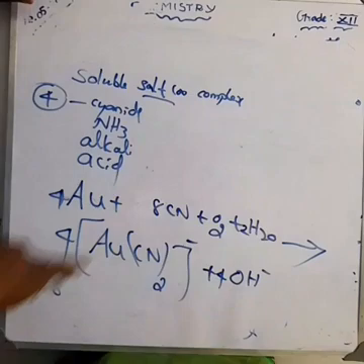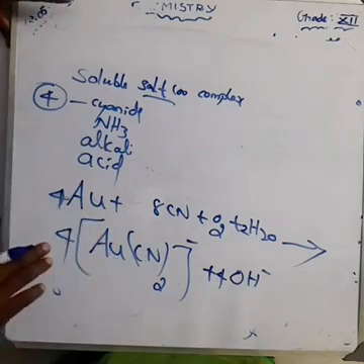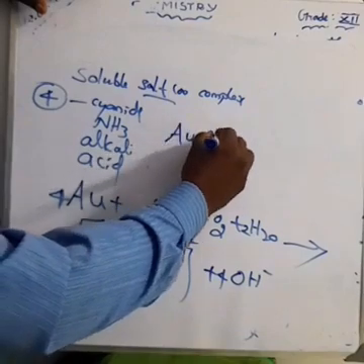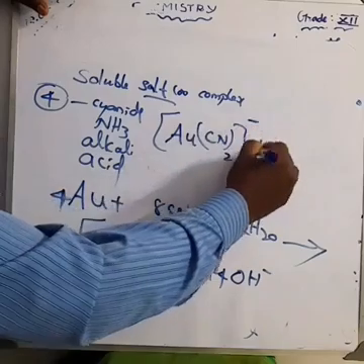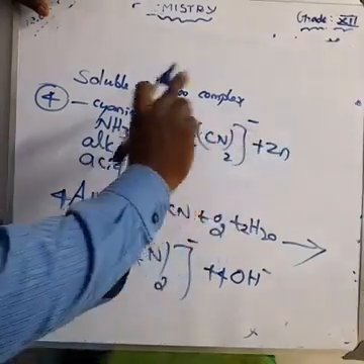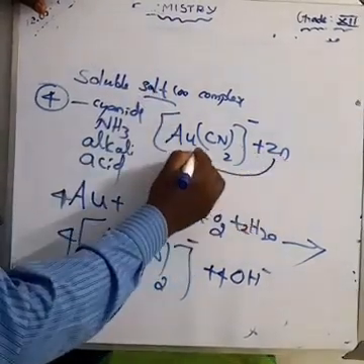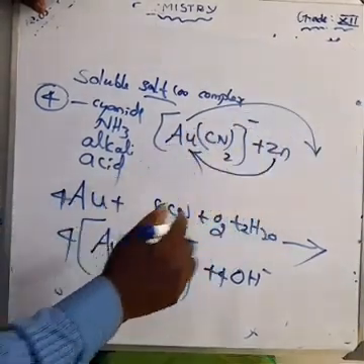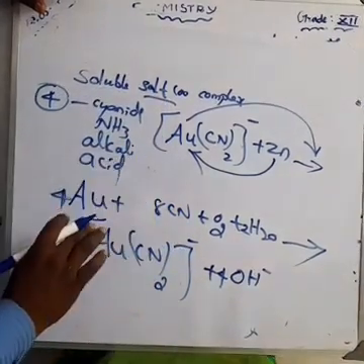Okay, next topic. Here we are getting a gold complex. From this complex we can recover the gold by the reaction with zinc. We are adding zinc to the solution. In this process, gold is reduced to its elemental state, and this process is called cementation. It is one of the important 2 mark questions.